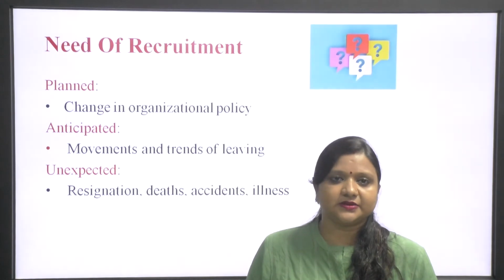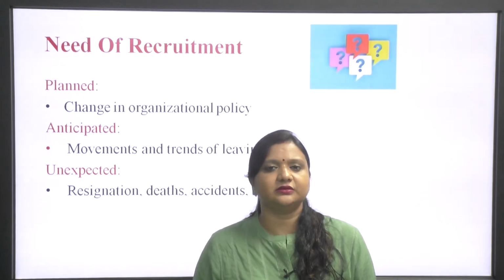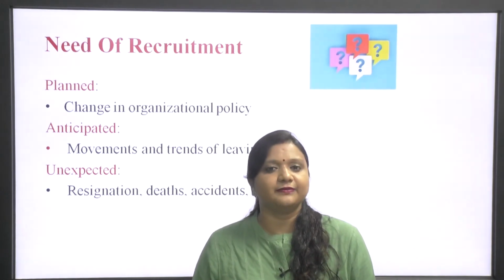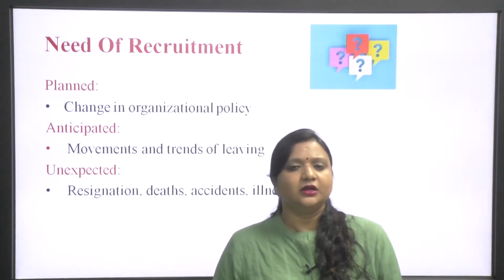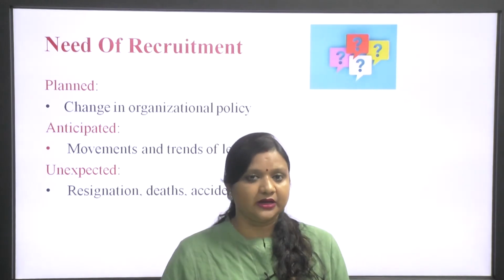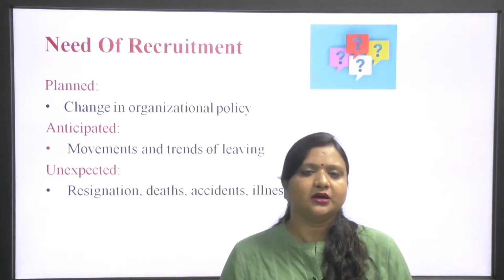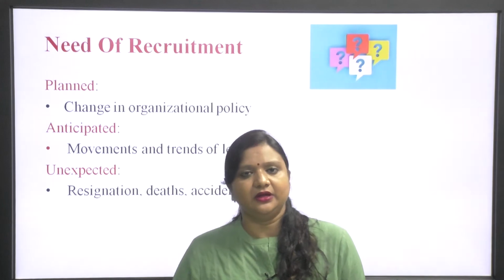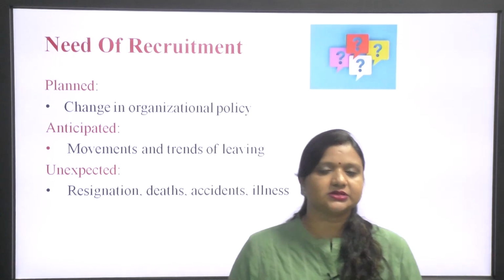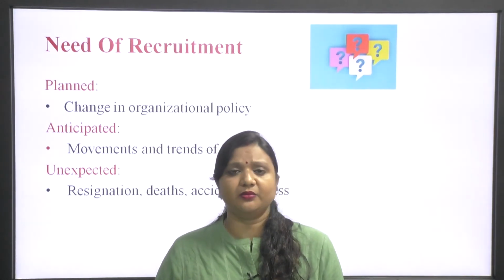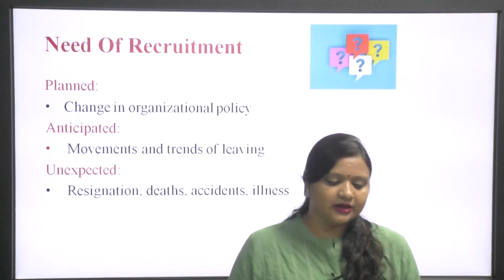The second one is anticipated. Anticipated means forecasted, and how can you forecast? By seeing the trend in terms of movement of employees, in terms of in and out. I have explained the methods of human resource planning. You see the trends, meaning in a year how many employees are coming into the organization and how many are leaving, and you find the trend in that. On that basis you anticipate or forecast the required number of manpower, and accordingly you perform the function of recruitment.